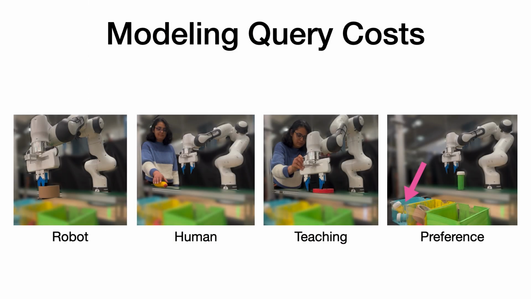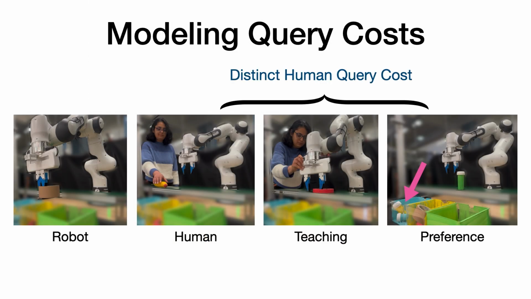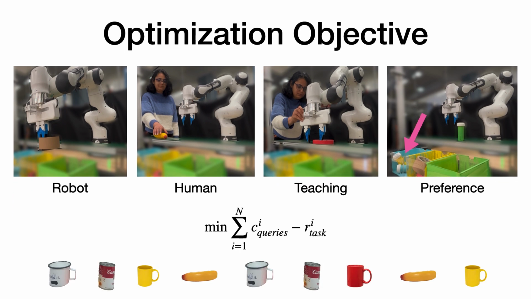Each of these queries imposes a different level of burden on the human operator and is therefore associated with a distinct cost. For instance, teaching a new manipulation skill is usually the most demanding. COIL accounts for these variations by optimally balancing the trade-off between query cost and expected reward for completing a batch of tasks according to user preferences.